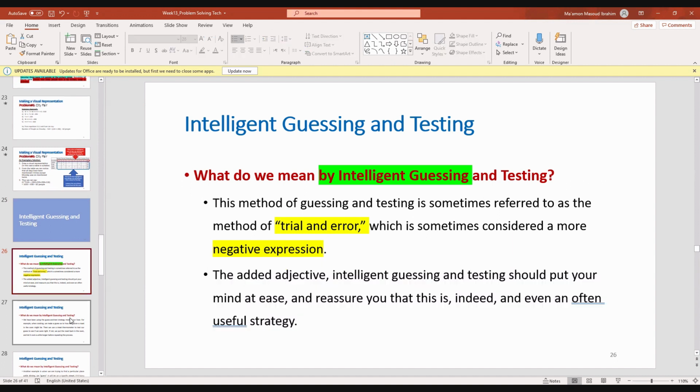Before I start talking about the next slide, I will give you a small example about intelligent guessing. In my opinion, let's suppose that we have a kid here, and he has water, and he has a boat made of paper. He made a small boat, and this boat is made of paper.